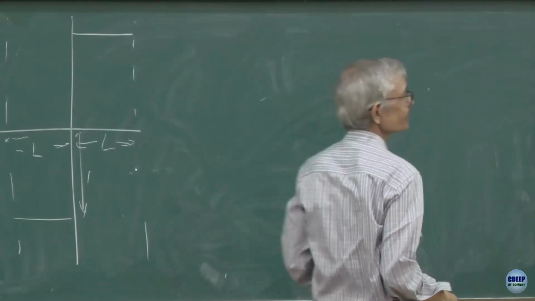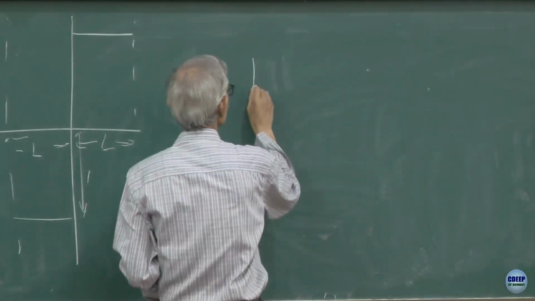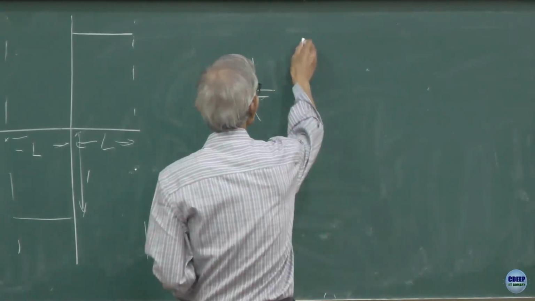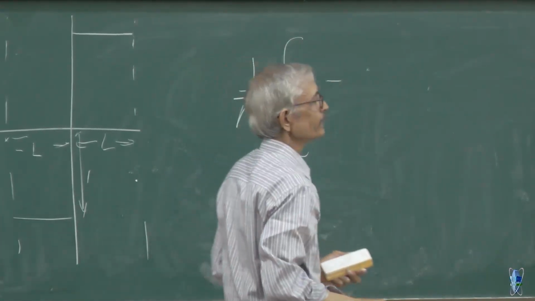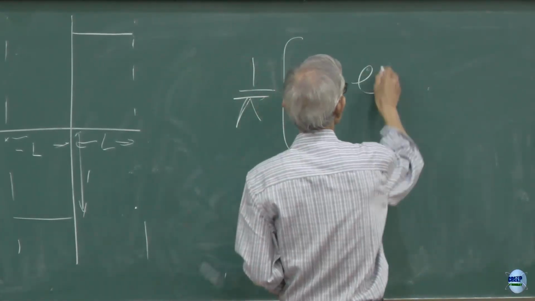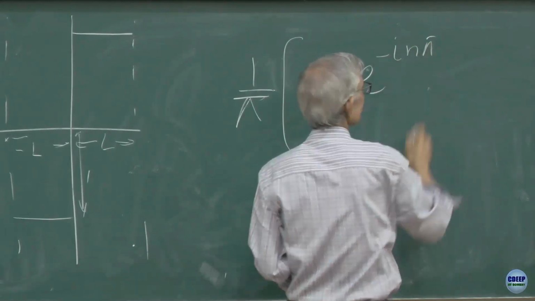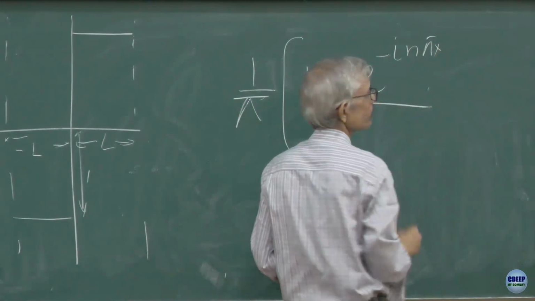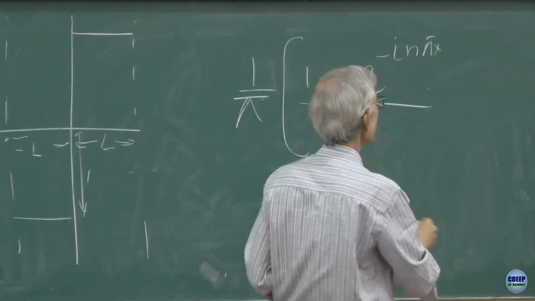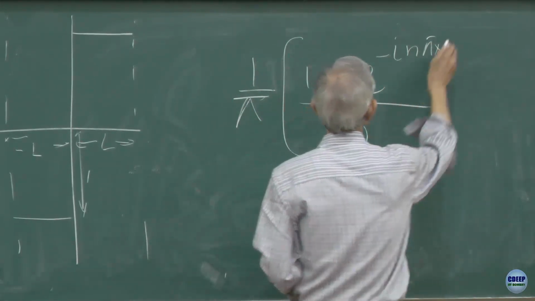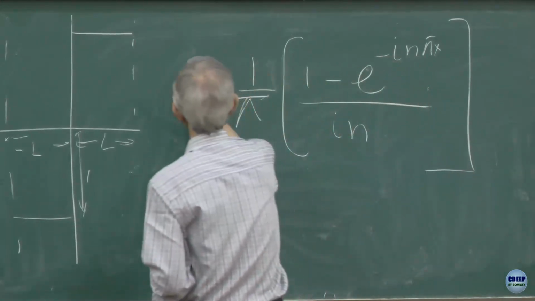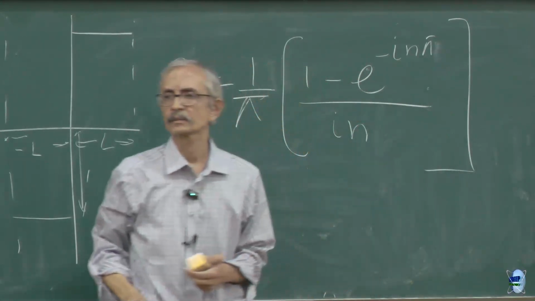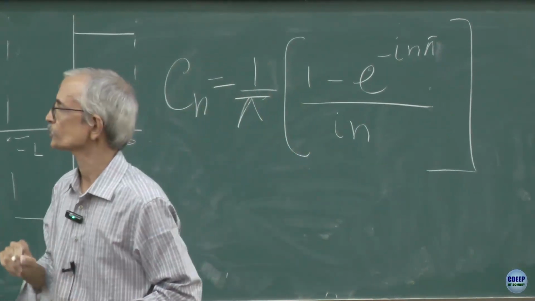So trust me, the algebra is correct. This is 1 by pi and 1 minus e to the minus i n pi x by L upon i n. So this is going to be my Cn. You can go ahead and check the algebra.